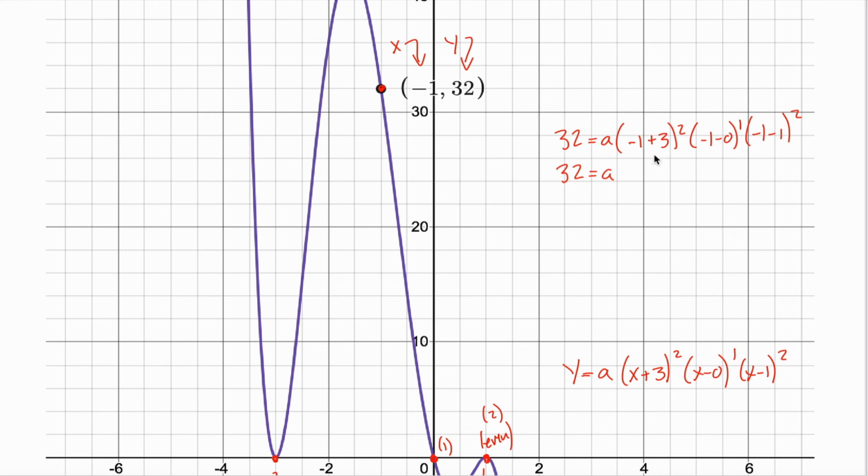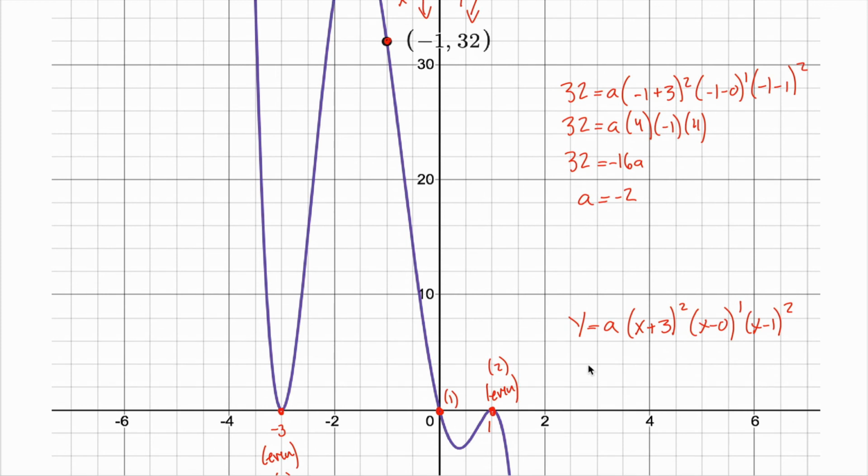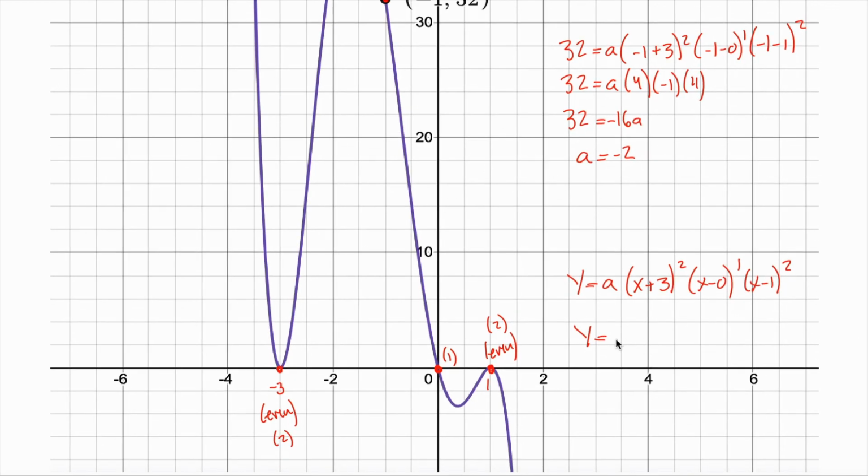-1 plus 3 is 2, and 2 squared is 4. -1 minus 0 is -1, and -1 to the first power is -1. -1 minus 1 more is -2, and -2 squared is +4. What I'm saying is 32 is equal to -16a, and therefore a is equal to -2. Now that I know a, I know that the equation of this polynomial is -2 times x plus 3 squared times x minus 0, which I could just write as x to the first power, times x minus 1 squared.